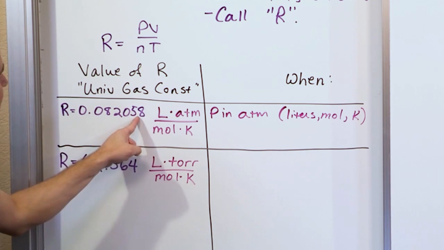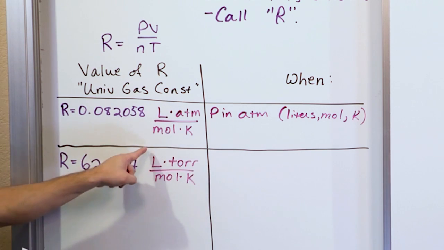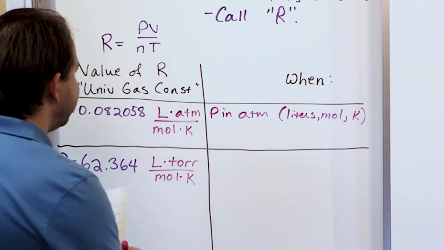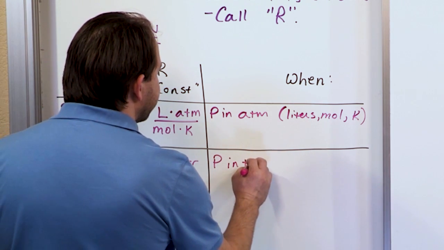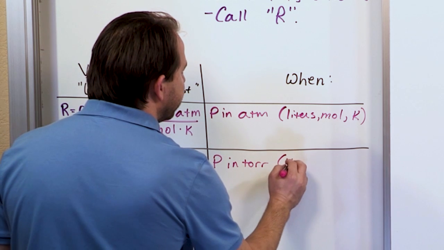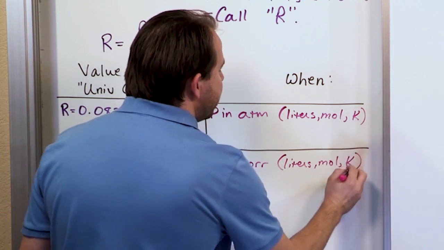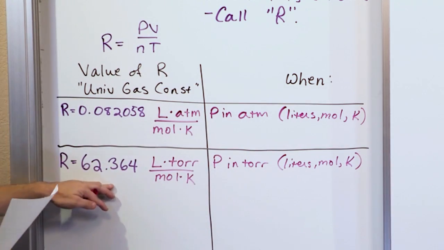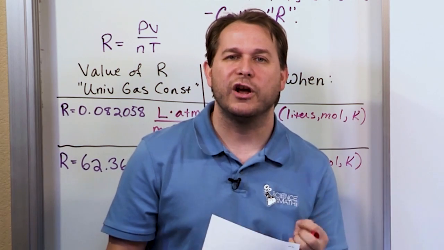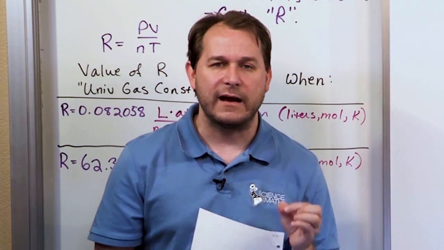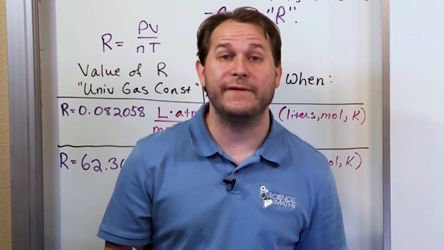So the value of R is this when you're using liters, atmosphere, moles, and Kelvin. And the value of R is this when you're using liters, torr, mole, and Kelvin. So you use this value of R when the pressure is in torr. And of course then you're also using liters, mole, and Kelvin. This is probably the number one thing I can stress to you: when you're doing your problems, do not gloss over the units that you have. With these types of problems with the ideal gas law, you have to know what units you're using so that you can use the right value of R.